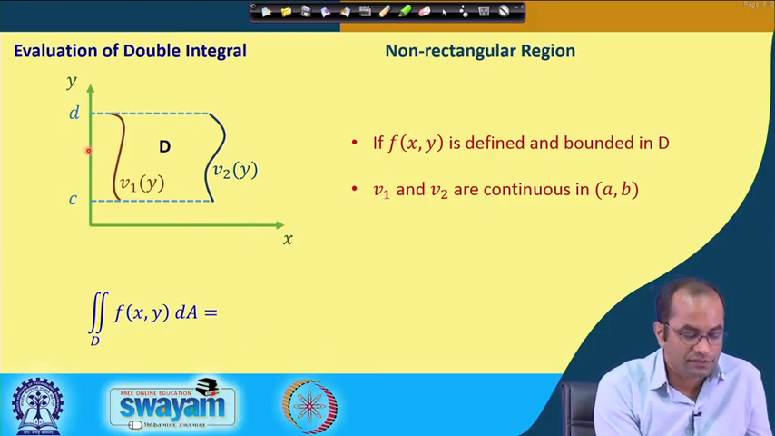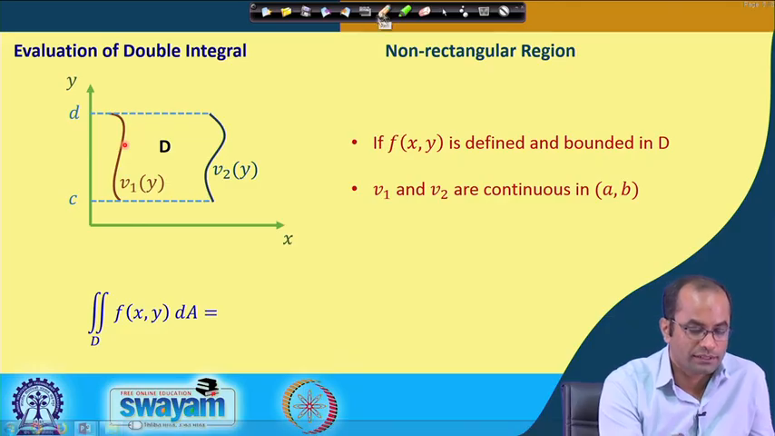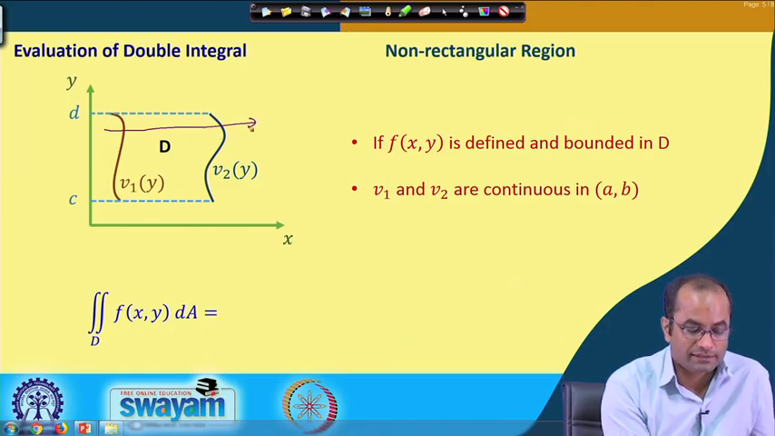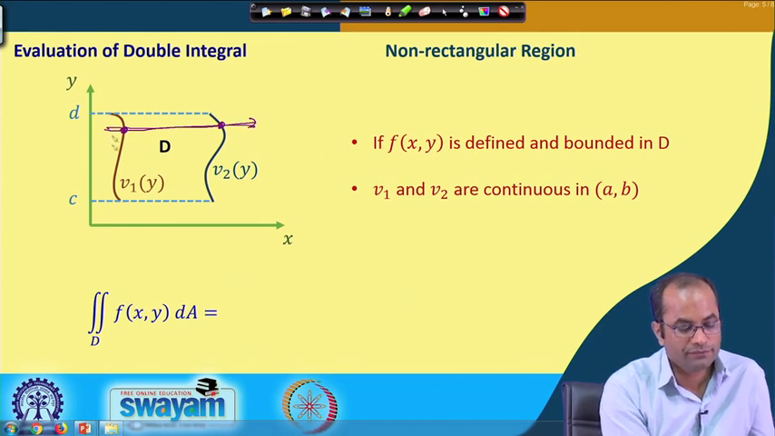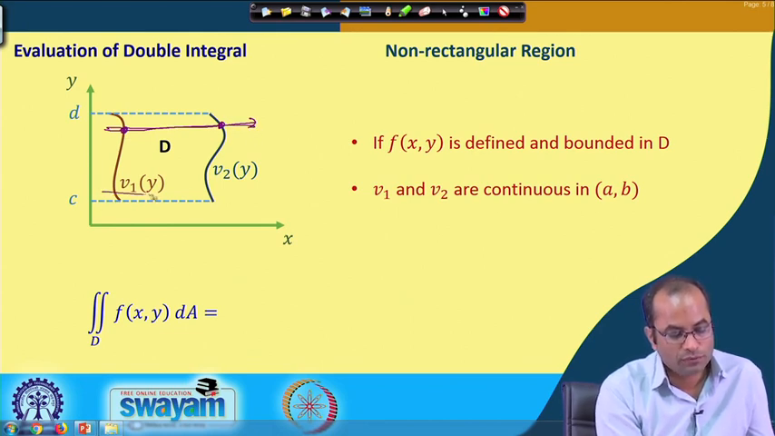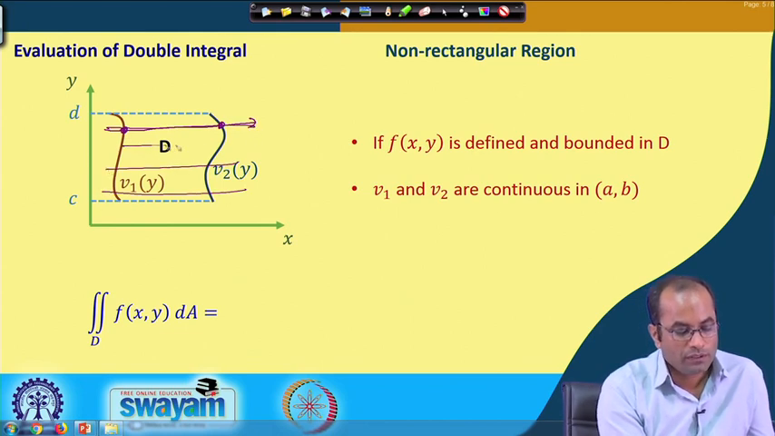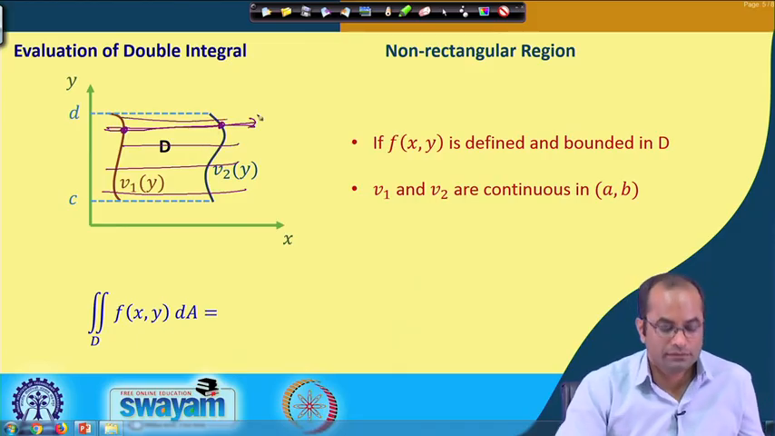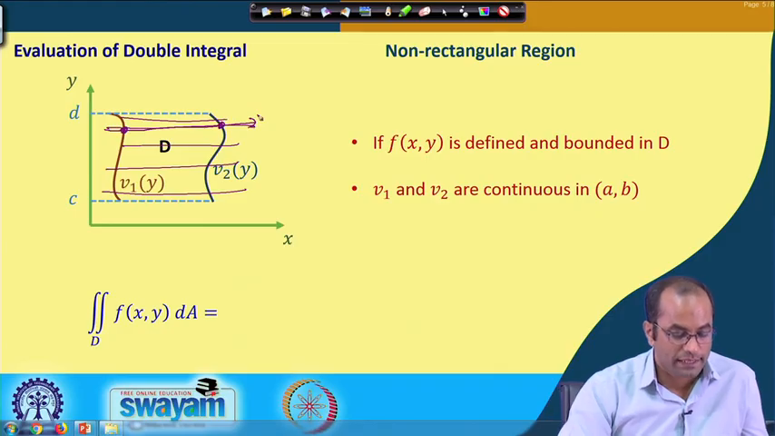So, in this case the integral of f(x, y) over such a domain will be, now we will integrate first with respect to x. For the limits we go from v1(y) to v2(y), and such lines will vary from c to d. That is the way we can easily put the limits for x and y.